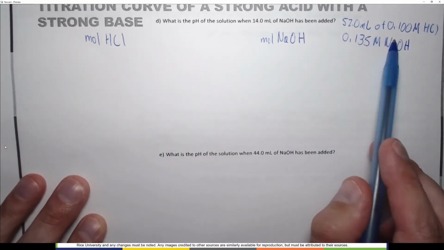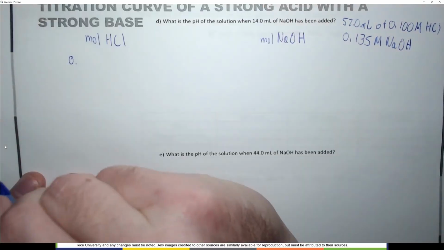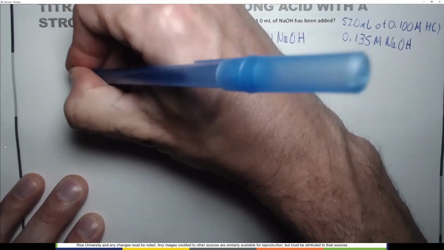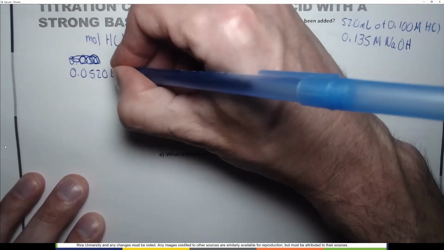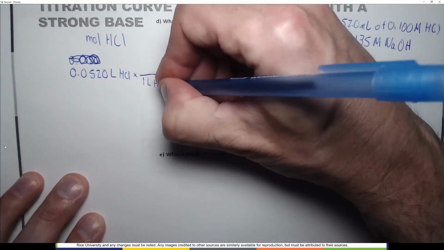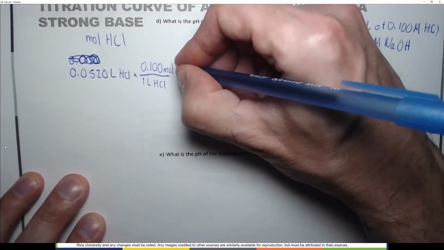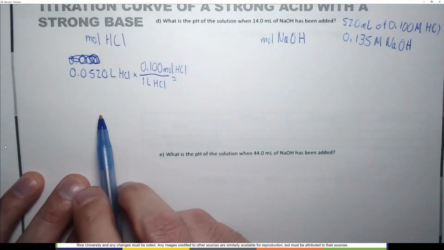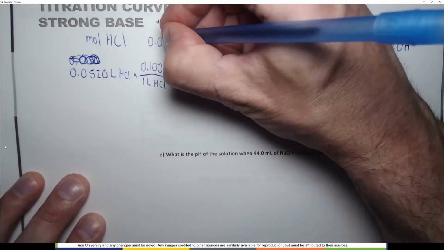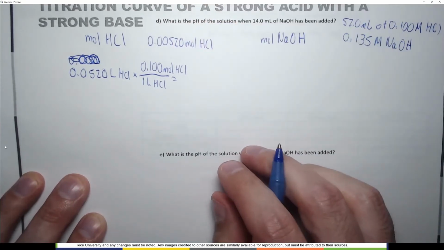Well, to find moles of HCl, I need to use this, all right? So I'm going to take 0.0520 liters of HCl times, just like we did before, we're going to put 1 liter of HCl on the bottom and 0.100 moles of HCl on the top. And when I do all that math, I find that there is 0.00520 moles of HCl in this solution.